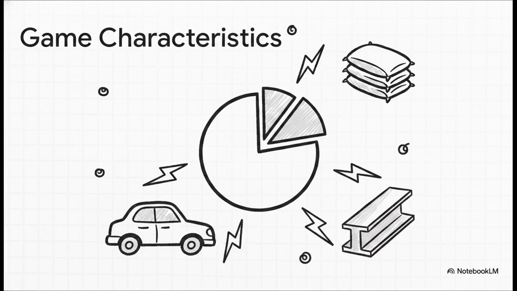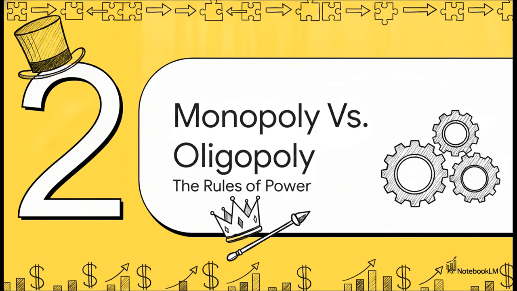We see this all the time in India, for example, in industries like automobiles, cement, steel, and aluminum. It's just a handful of massive firms watching each other's every single move. Moving right along to Section 2, Monopoly versus Oligopolistic Firms, the Rules of Power.